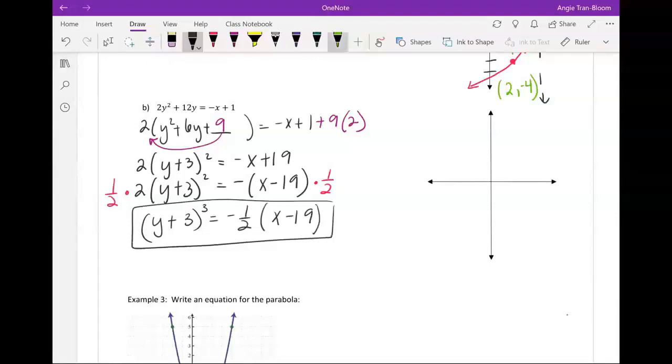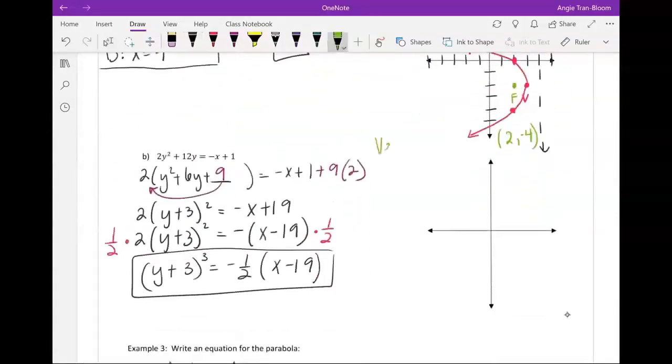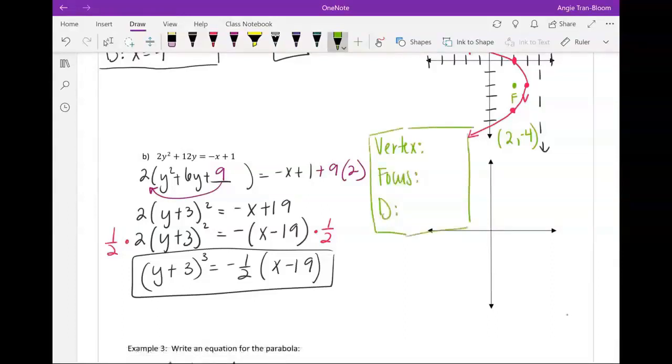Now I need to answer the parts that they want: vertex, focus, and directrix. Here we go. Vertex, focus, and directrix. Vertex is always h comma k. So here's h and here's k. So that's going to be 19 comma negative 3.